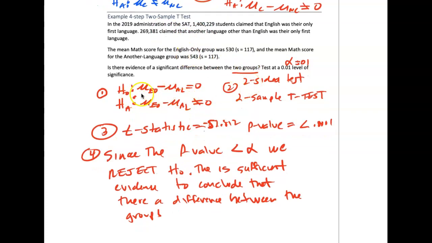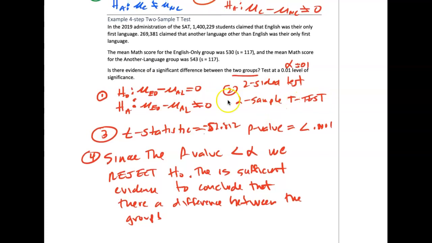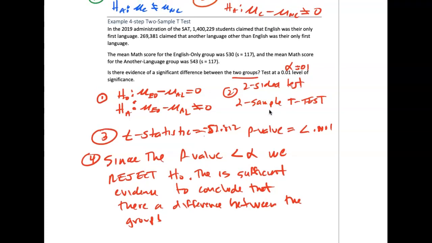You're going to see we're saying the difference between English only and another language group is zero, and we want to check to see is there evidence of a difference between them, so that's not equals. If you would have said, is there evidence of one group being greater than or less than, then we would have used an inequality, the less than or greater than symbol. This is a two-sided test because of the not equals, or two tails, another way to think about it. Two sample t-test, that's the procedure.